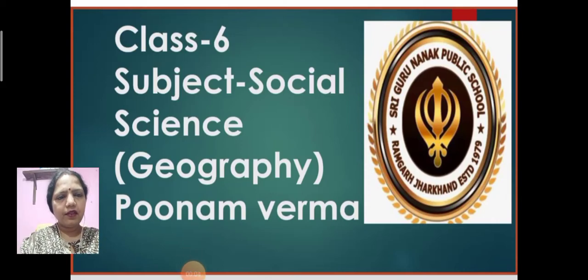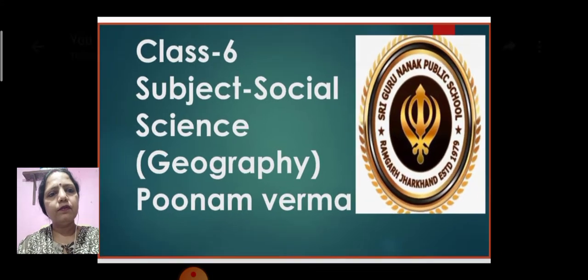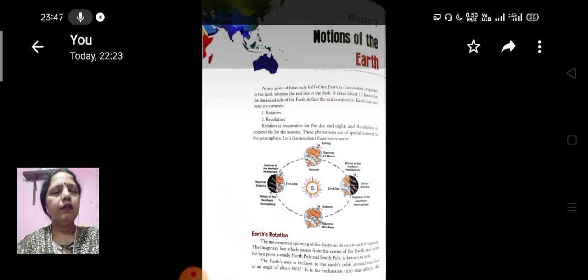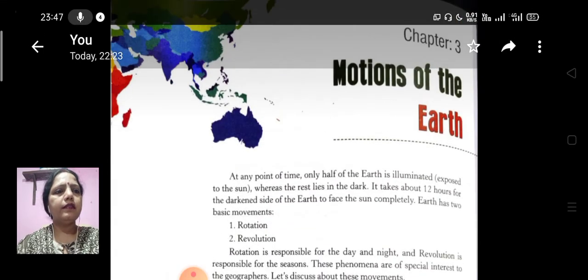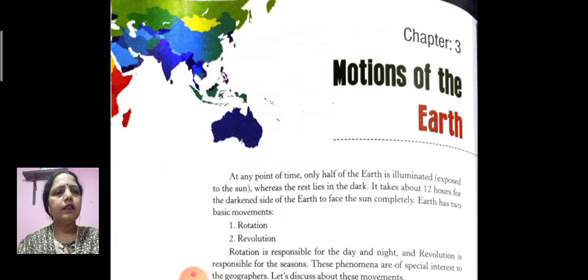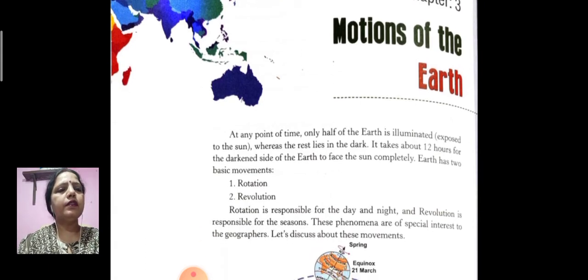So now we are going to know about chapter number 3 of geography, class 6. And what is the name of this chapter? The name of this chapter is Motions of the Earth. So now open your book, Motions of the Earth. Here you can see the page number. Page number is 158. So now here you can see the picture of this chapter.